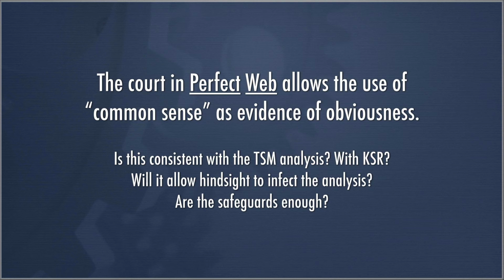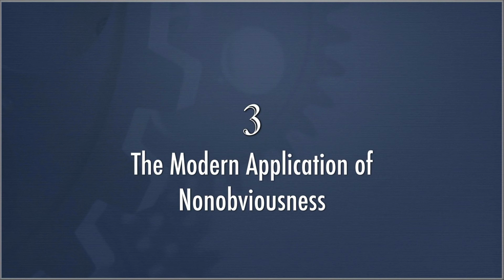And so this is, Perfect Web shows you, the direction, the trajectory that KSR starts us on. Obviously, KSR is not that old. It's only 7 years old, 8 years old. So we don't know for sure how far that trajectory is going to go. But Perfect Web is a good example of one way in which the Federal Circuit is adapting to the KSR analysis. Finally, let's turn to a few questions and thoughts about the modern application of non-obviousness.